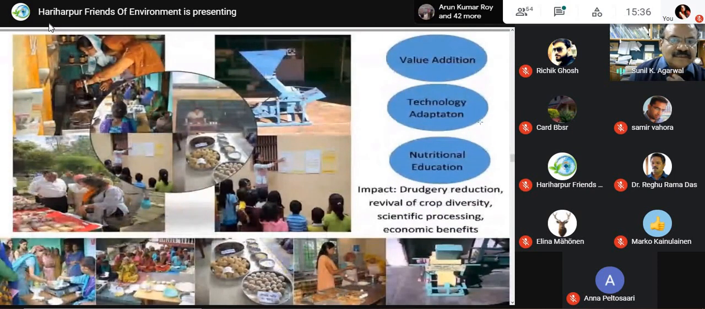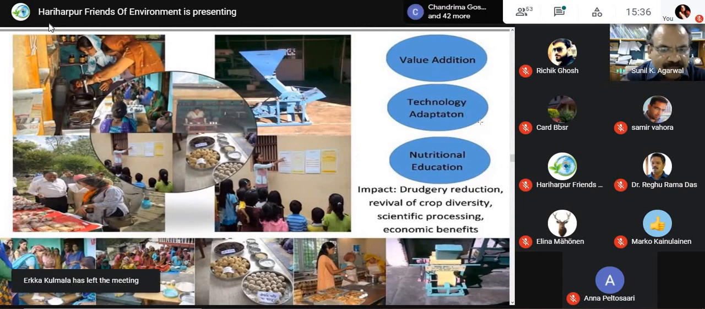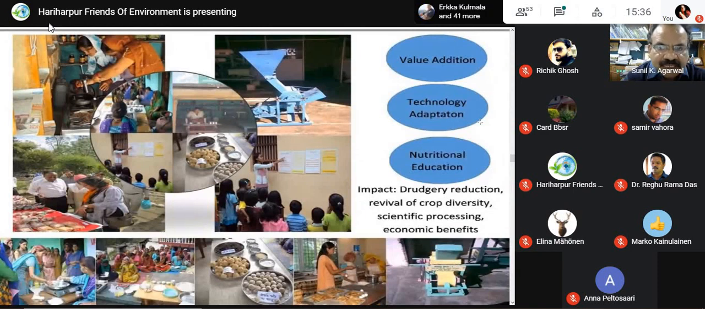So you can see these kinds of products which are being made, engaging the women and empowering them by adding value to local resources. In the mountain area, they are using traditional crops like millets for adding value to local resources, and also nutrition education within the community, and the impact is in terms of drudgery reduction, revival of crop diversity, and scientific processing and economic benefits. Next slide, please.